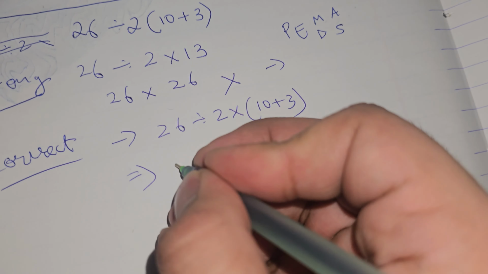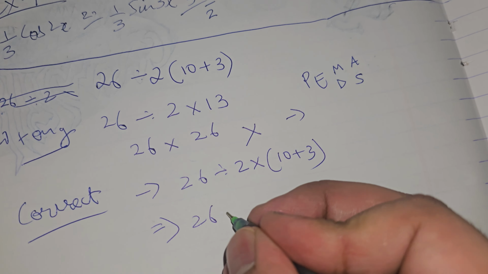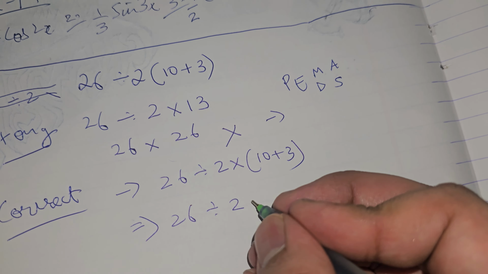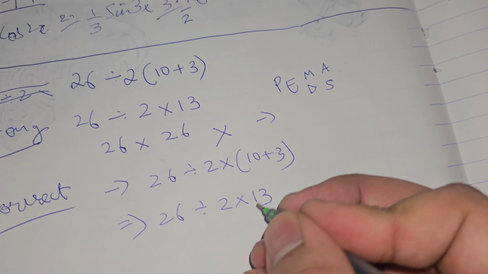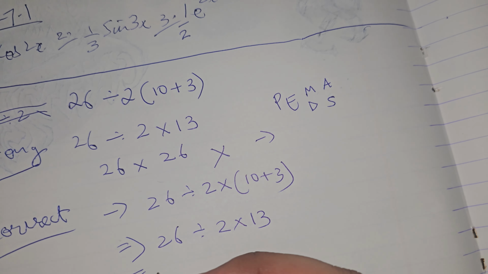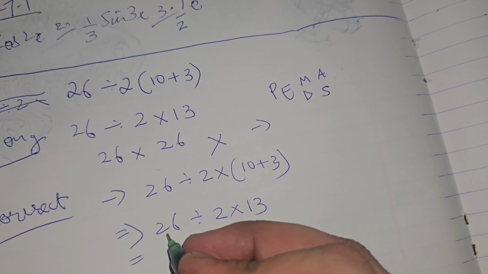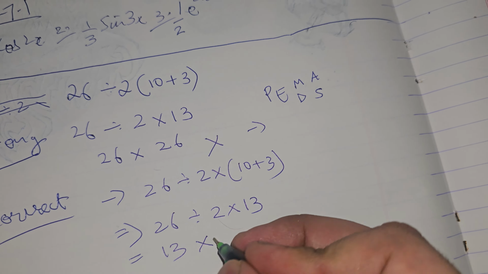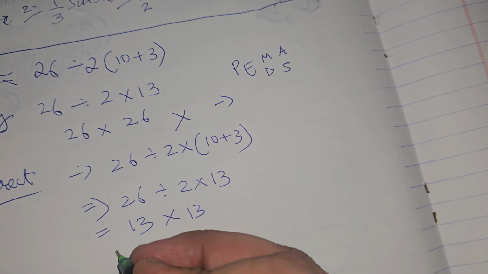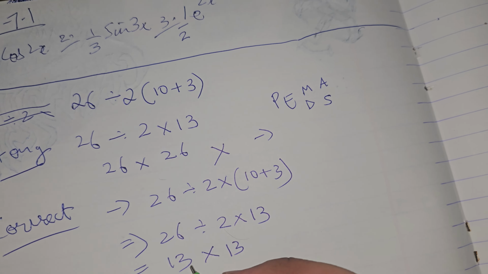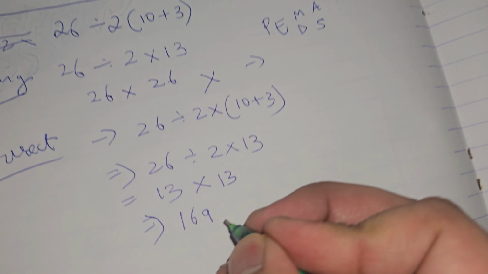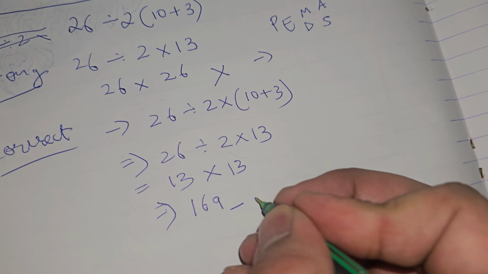We have to solve it like this: 26 divided. First, we will solve the parenthesis, that's the values in the bracket. That comes out to be 13. Then we will divide this. That comes out to be 13. Then it's 13 times 13. That comes out to be 169. So that's it. Easy.